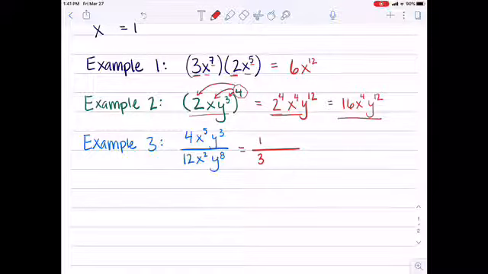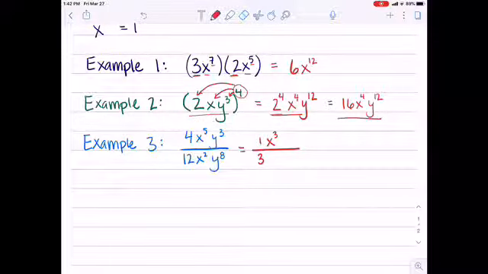Once I've done that, next I'm going to look at the x's. Now remember that when we divide, we subtract our exponents. Since I have more x's here on top than I do on the bottom, I know that in my answer, the x's will be on top. Then I just have to subtract my exponents. 5 minus 2 is 3.